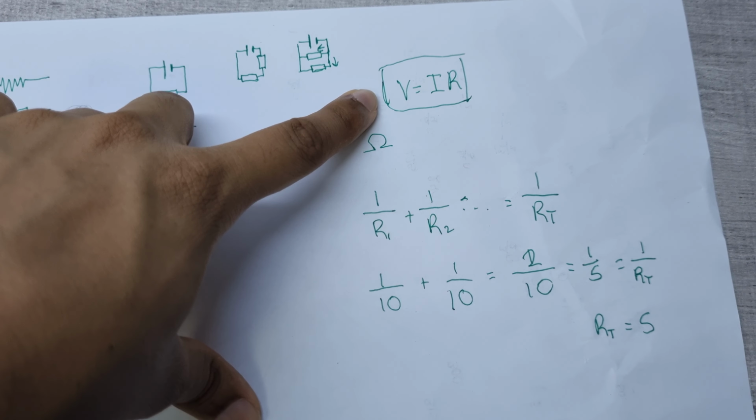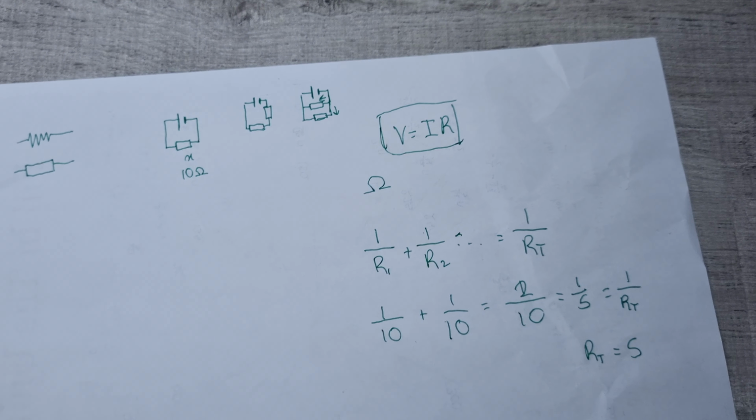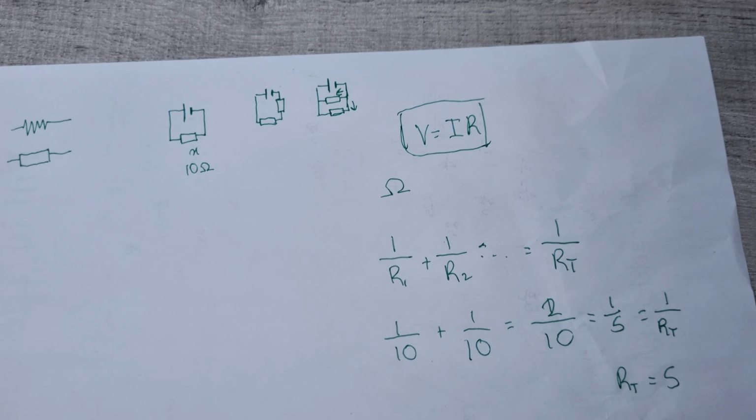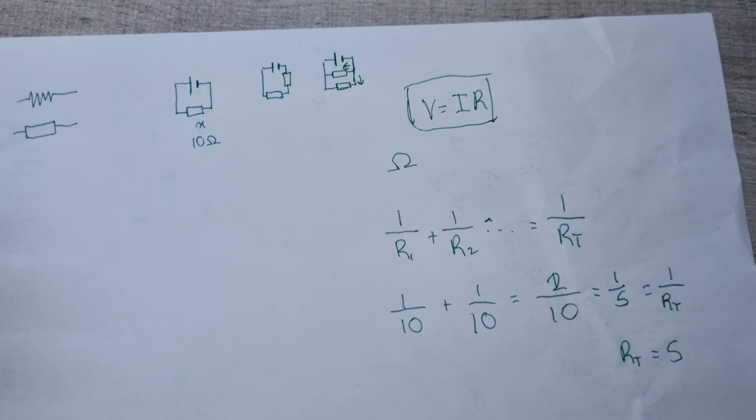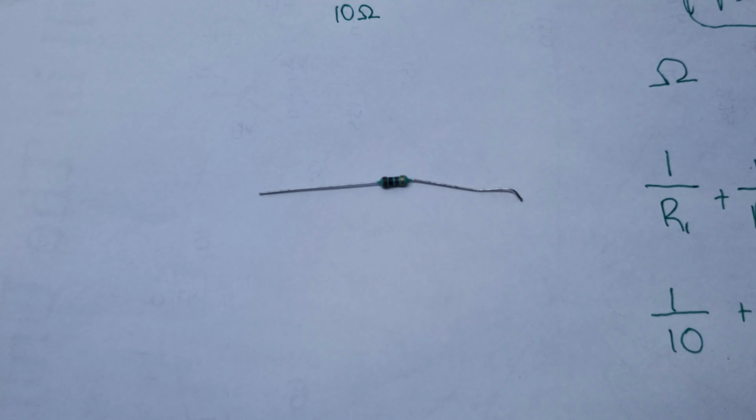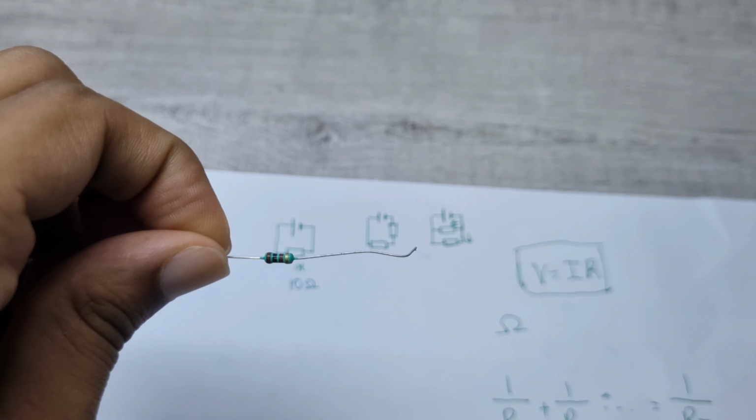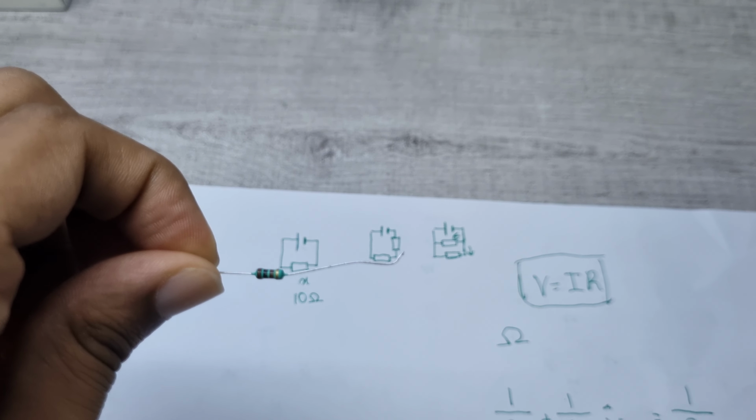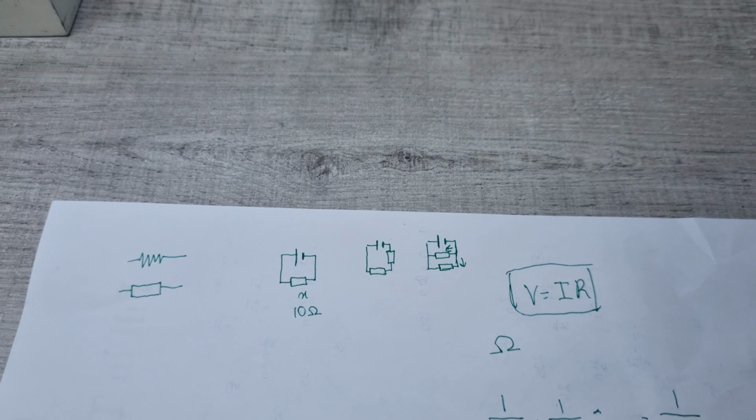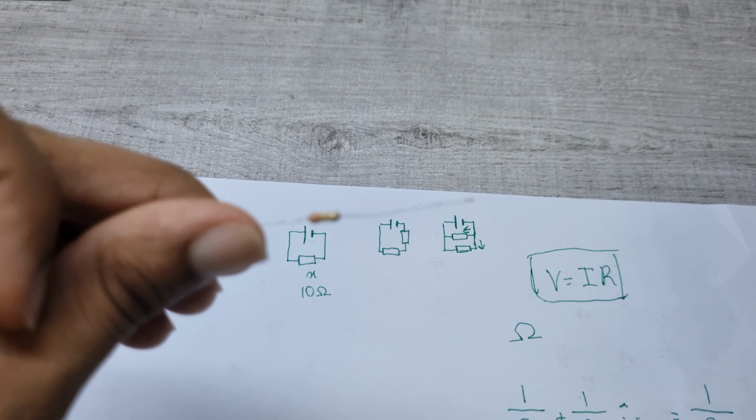Remember, voltage is equal to current times resistance. That's a big equation that comes into play often. But what actually are they? What do they look like? Well, typically, they look something like this. I don't know if you can see it. Yep, there we go. That's a brown stripe, a black stripe, and a gold stripe. That's a resistor. But so is this.